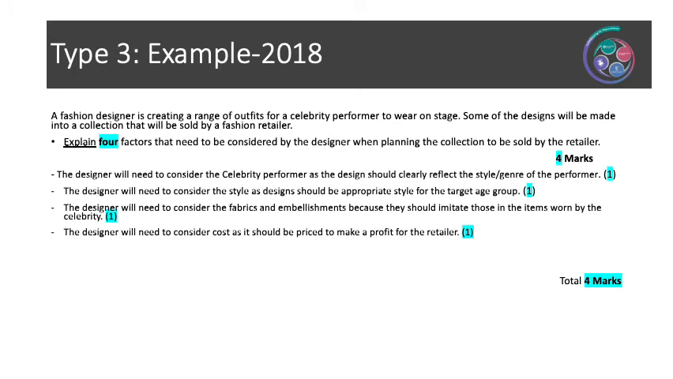And you can see here that we've used the because, as, therefore, and so rule. For example, if I had just said the designer will need to consider the celebrity performer, that would have just been a statement and not an explanation and would not have got the mark. So by adding in the "as" and developing the answer more, I can see that I will get the mark for this.